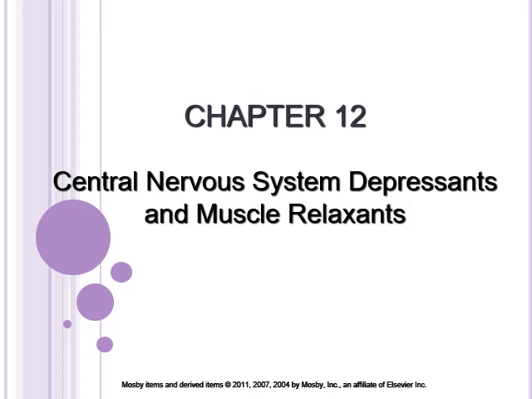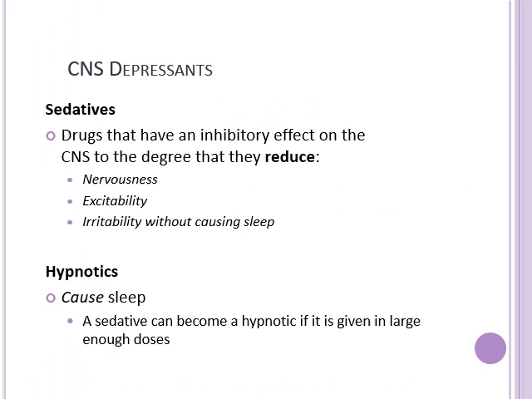Chapter 12, Central Nervous System Depressants and Muscle Relaxants. With CNS depressants, you have sedatives and hypnotics. Sedatives are drugs that have an inhibitory effect on the CNS to the degree that they reduce nervousness, excitability, and irritability without causing sleep. Hypnotics cause sleep. A sedative can become a hypnotic if it's given in large enough doses.